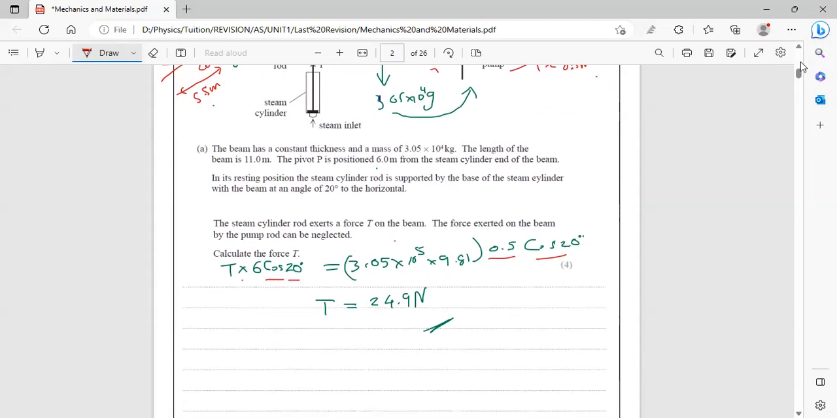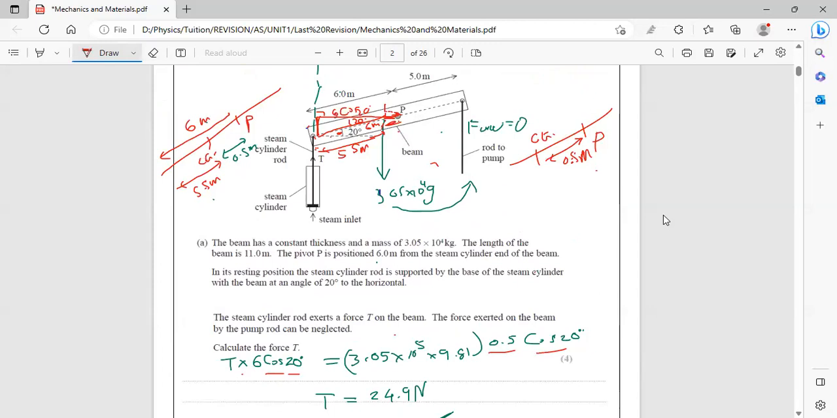Then accordingly, you can find T. T should be 24.9. Shouldn't it be 10 to the power 4? In the calculation, it's 3.04 into 10 to the power 5. Yeah, should be 10 to the power 4. So how come it gives 24.9? It's 10 to the power 4 and you divide by 6 because the cos 20 cancels out. So it should be 0.5 into 3.05 into 10 to the power 4 into 9.8 and divided by 6. So the value has to be way larger than this.